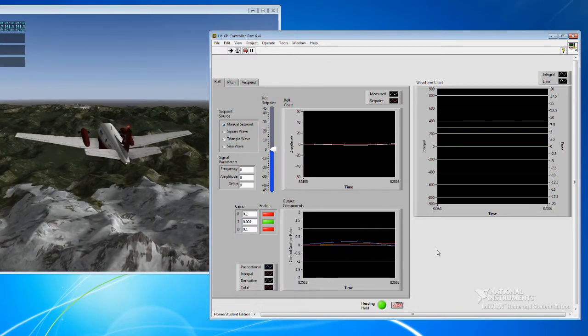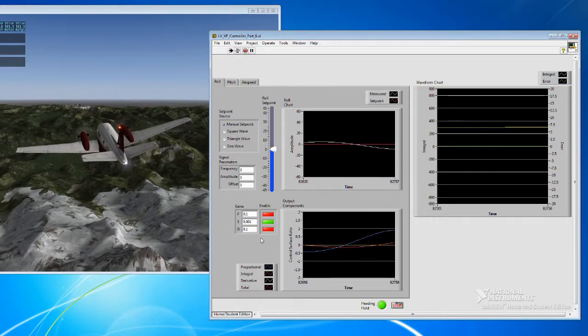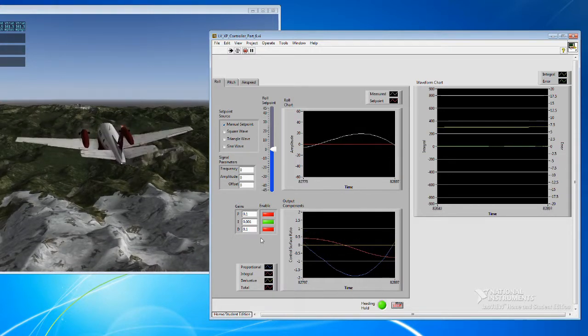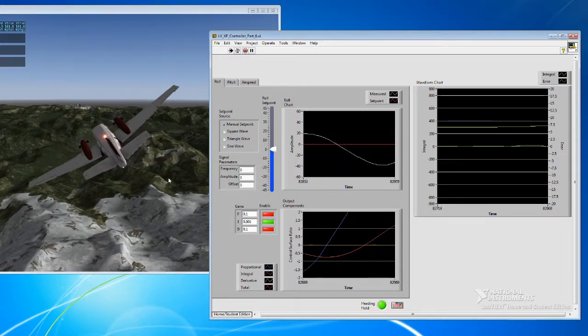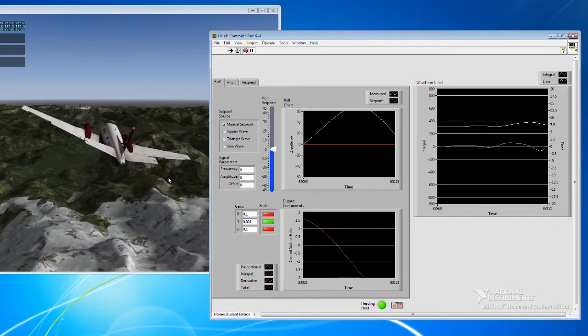Oh, there we go. So you can see, even without any input from me, just through natural disturbances, it's starting to oscillate, and that oscillation is going to grow in magnitude because there's not enough damping in the roll axis.